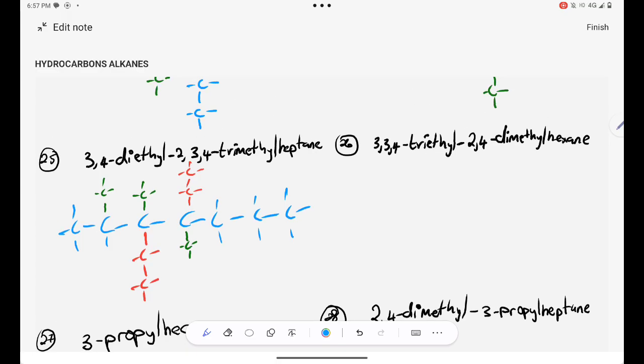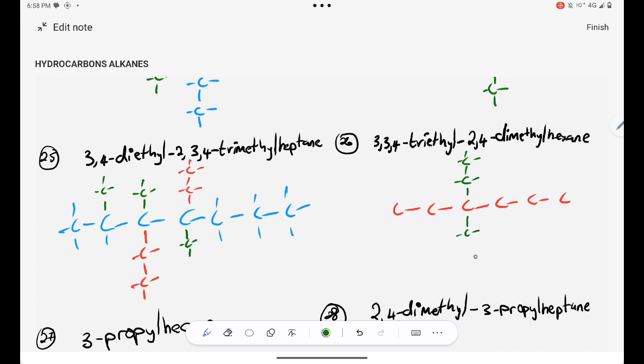For number 26, my parent chain has 6 carbons. Why? Because I have hexane over there, right? And my parent chain has 6 carbons. That's 1, 2, 3, 4, 5, and 6. And then at carbon number 3, I have an ethyl. Let me use a different color for ethyls. Carbon number 3, I have an ethyl.